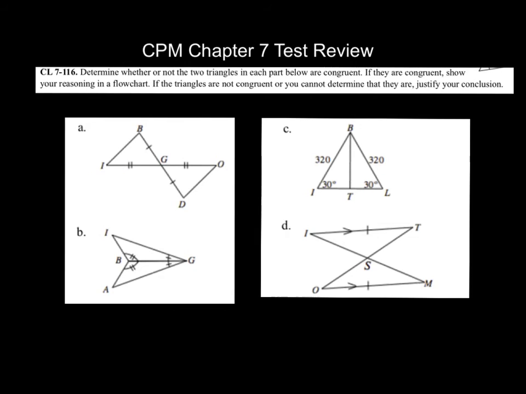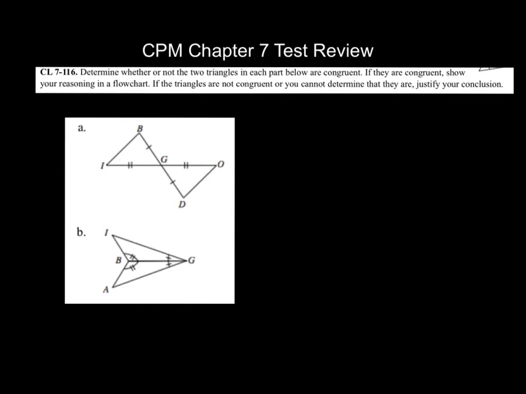So looking at B now. Let's get rid of C and D for right now. So I'm looking just at B. Okay, and what reasoning did you have there? Said angle, side, angle? What side does it have? I see two angles. Yeah, they share a side right there in the middle. So I agree with the angle, side, angle.